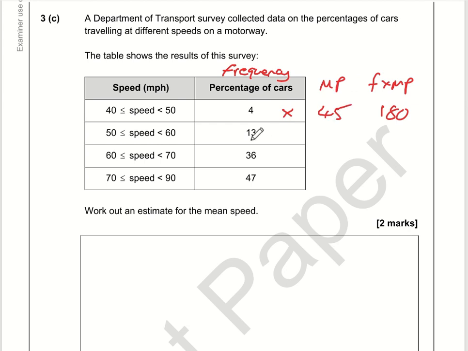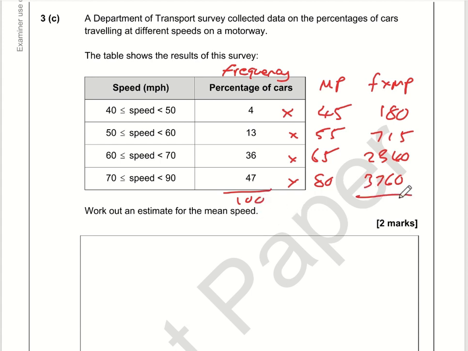So the reason we're working out a midpoint is we know that there are 13 cars that travel between 50 and 60. We don't know their speed, so we're assuming that they all travelled at 55, and 13 times 55 is 715. Here the midpoint is 65, and here the midpoint is 80. And again, we're just multiplying these two columns to get 2340 and 3760. Now we know that these add up to 100. It does say percentage, so if you accidentally add them, you'll see they do add up to 100.